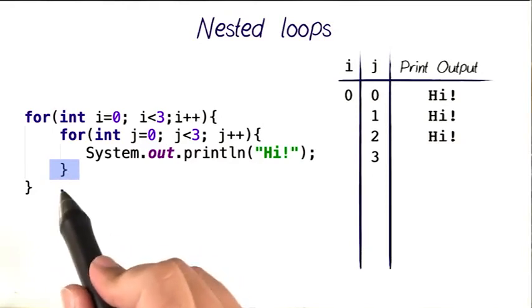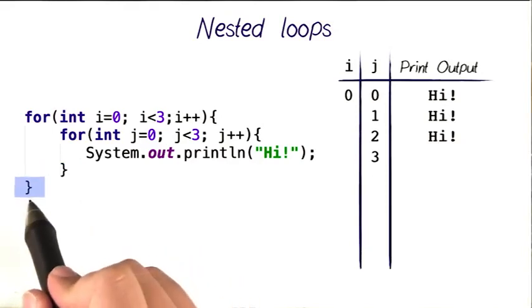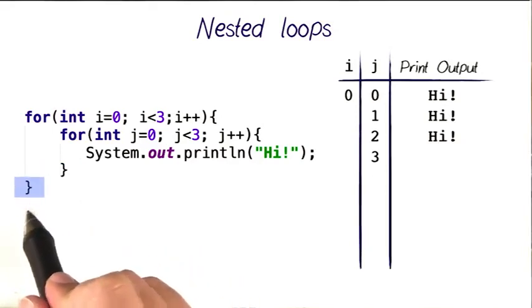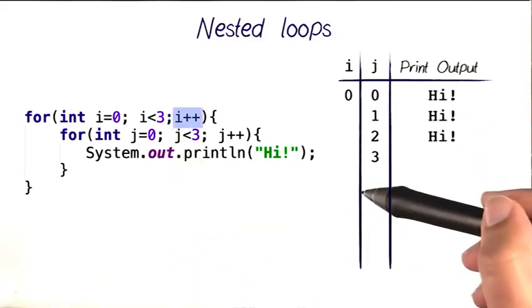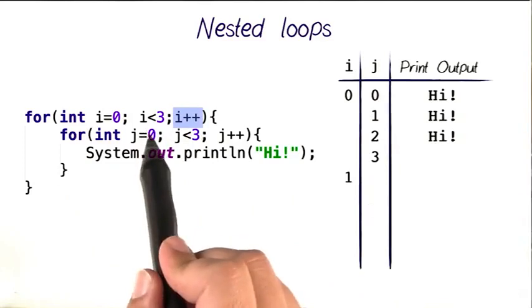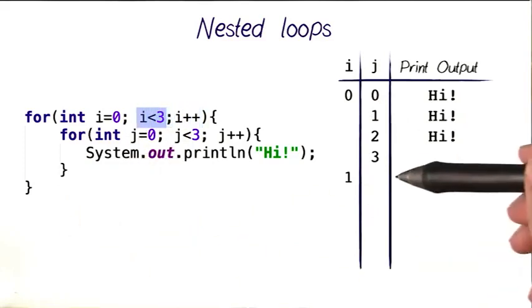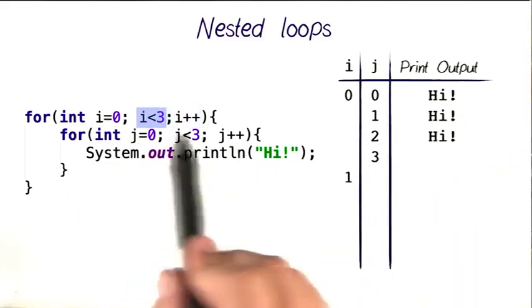And since there's nothing after this inner loop, we reach this closing bracket of the outer loop, which means we go back up and we increment i this time. i changes from 0 to 1. So we check if i is still less than 3, which it is in that case.